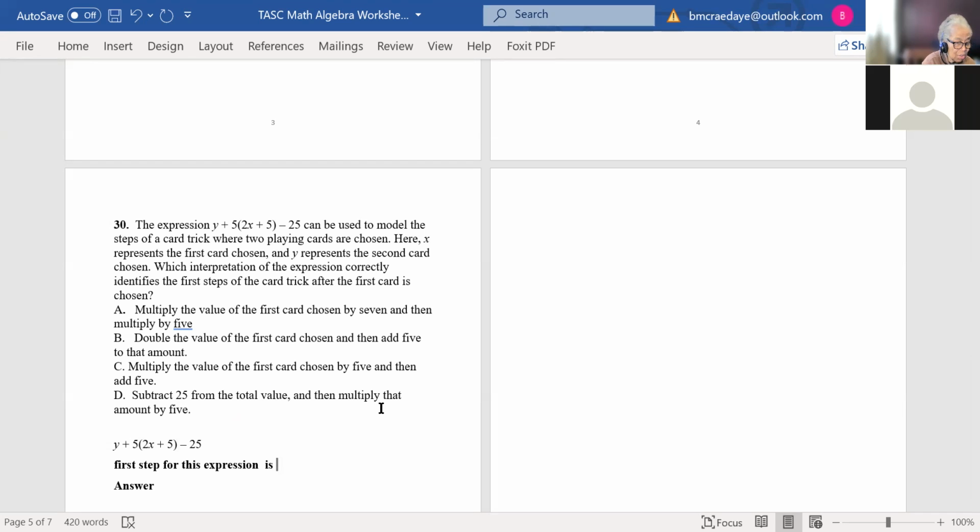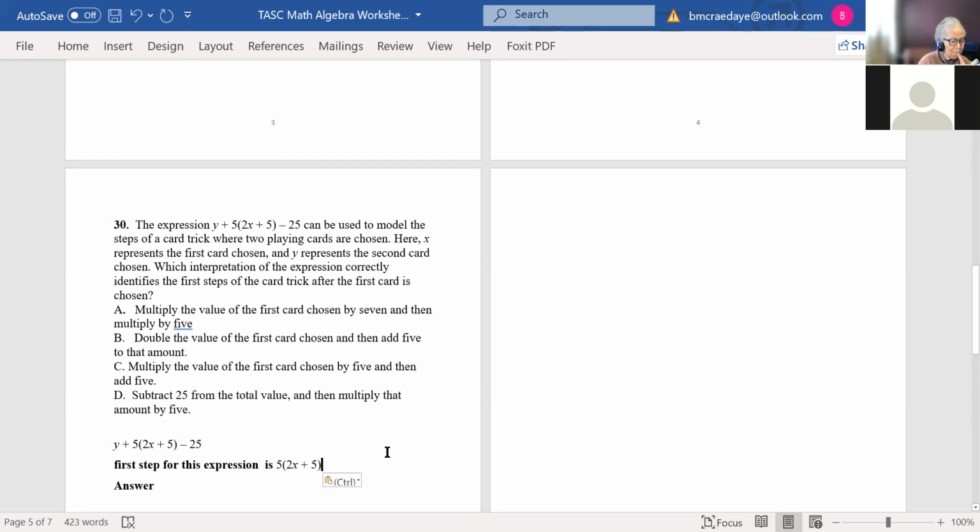Is this. Okay. So now you see the math here. Which one does it match? D. Subtract? No. You just told me you're going to do the parentheses first. So which one of these have the parentheses? The 5 and the 2x.